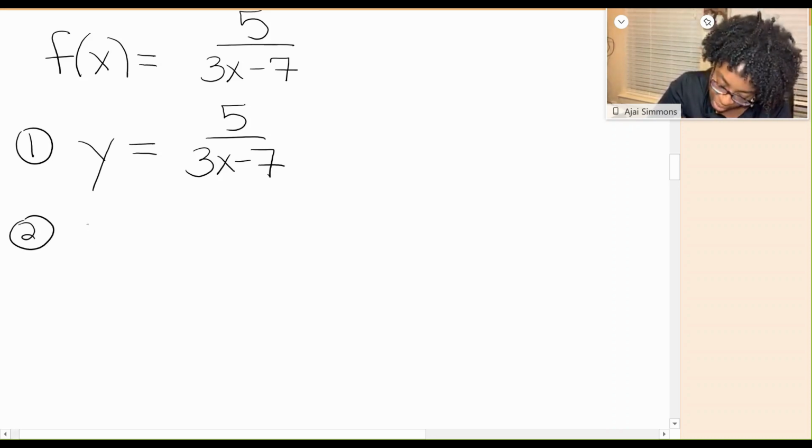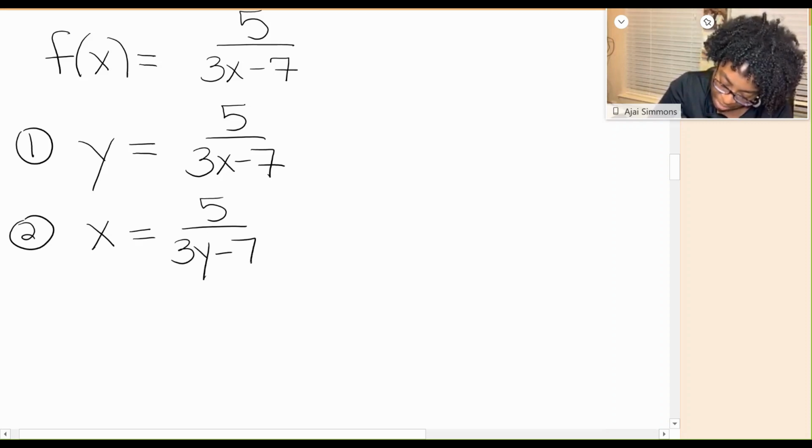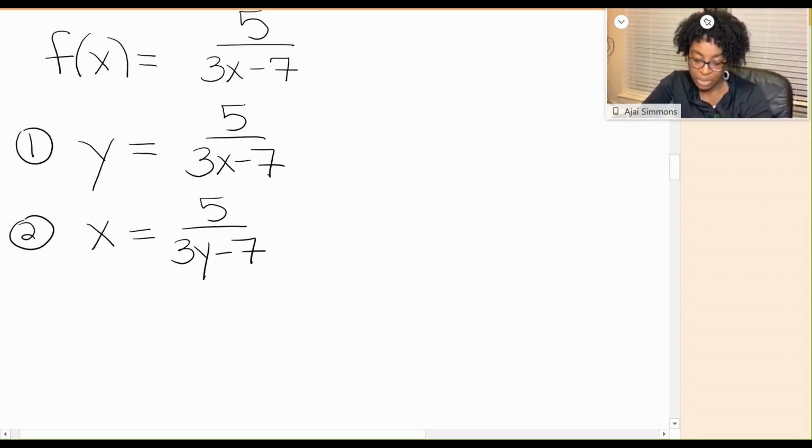Switch the x and y. So x is equal to 3y minus 7. I just put x wherever the y was and y wherever the x was. Switch the x and y. Now I have to get y by itself.